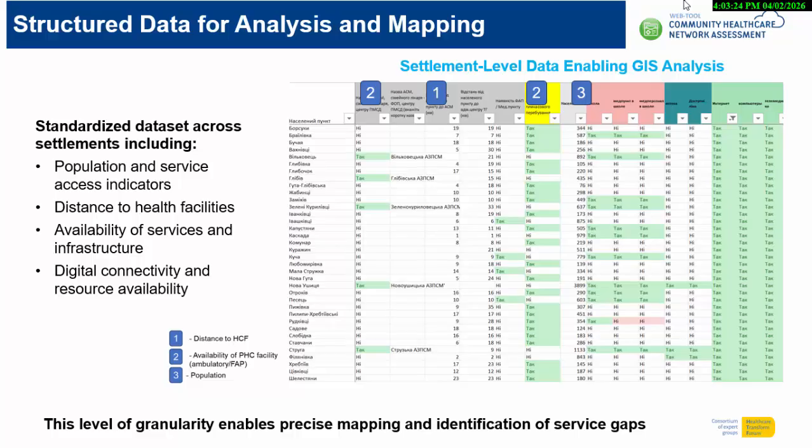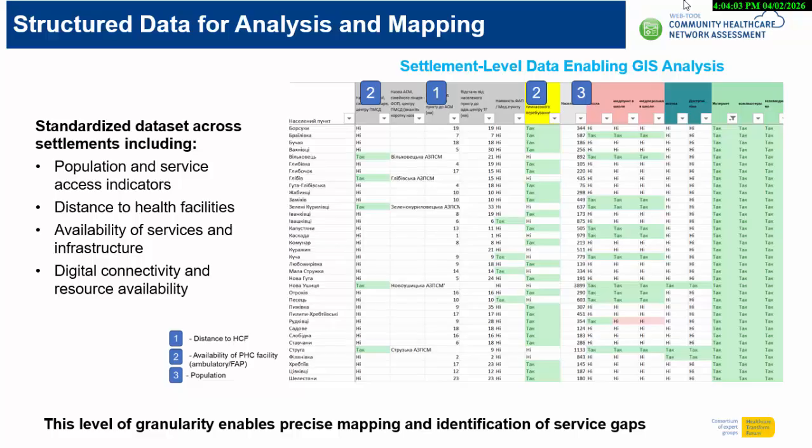and the sixth column also, it is feldsher points, medical points, FAPs. Column number 1 demonstrates distance to health facilities, and column number 3 demonstrates the number of people living in each settlement. And this is a structured data set at the settlement level, covering access, infrastructure, and service availability.